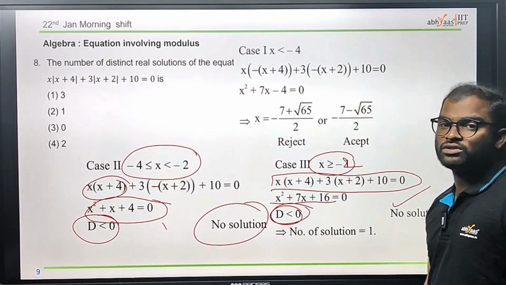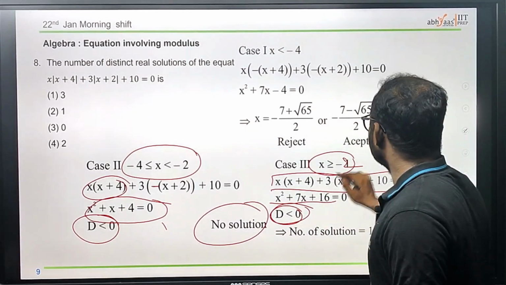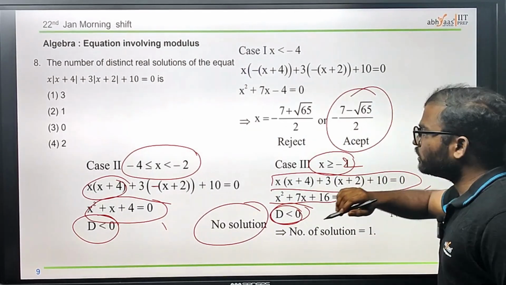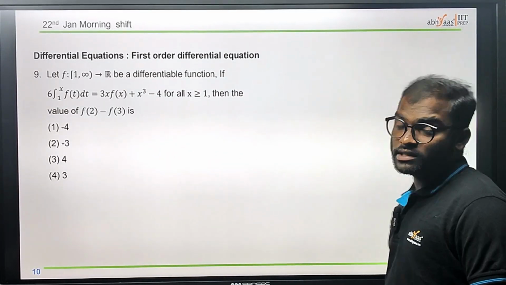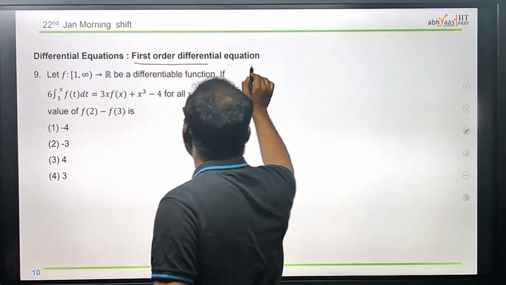Therefore, how many solutions do we have? Only one solution, that is this one. Okay, therefore 2 is the right answer. Now we have a question on the basis of differential equations, first order first degree differential equation.